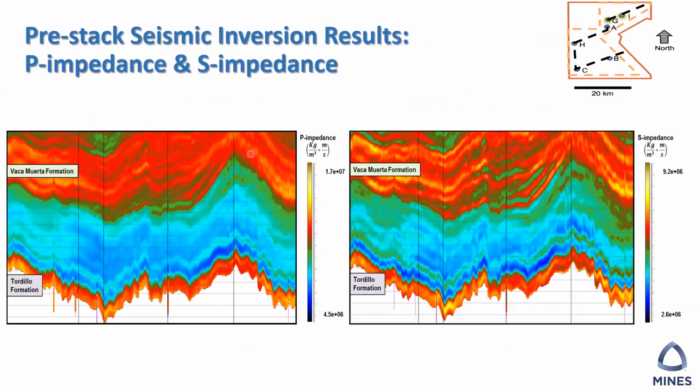Okay, and here's an example of pre-stack inversion. But in this case, we're showing the P impedance and the S impedance. Remember, with pre-stack data, we can get both P impedance and S impedance. So this is the display of P impedance and S impedance. This is a different location or project than the previous project, but I just want to show you that you can actually get two different parameters from the pre-stack inversion.